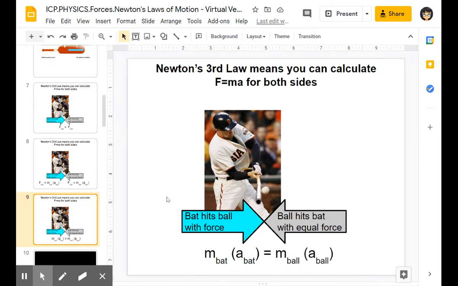And the main magic thing to remember is that as you're going to plug stuff in, the magic thing is remembering that ma of the one force will equal the ma of the other force.